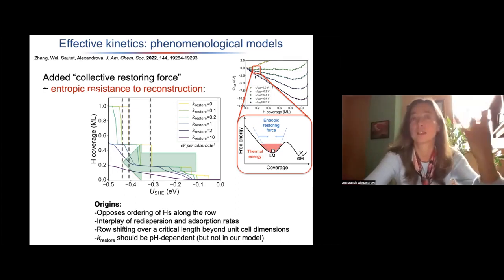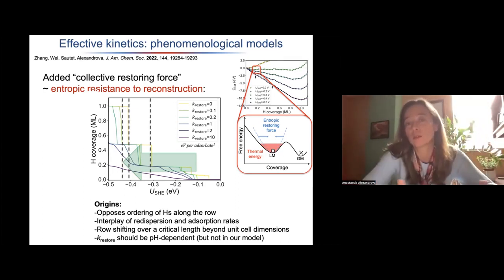We just have a kinetic effect which we don't fully grasp, and it effectively represents the frontier, in my mind, of theory and electrochemical interfaces, which we're struggling with right now.